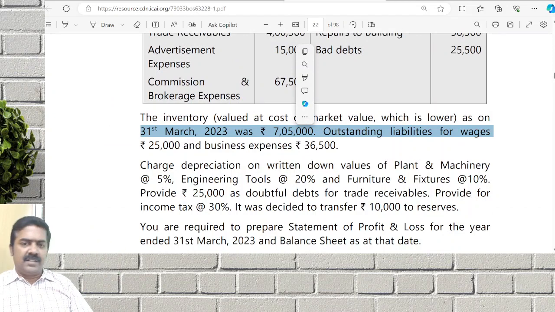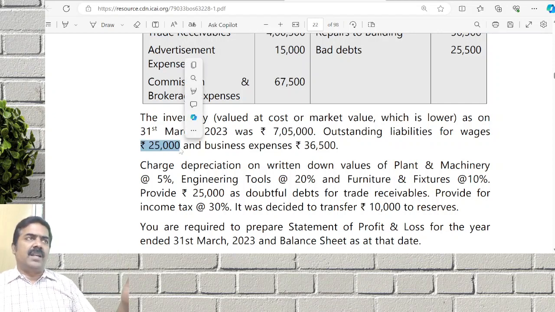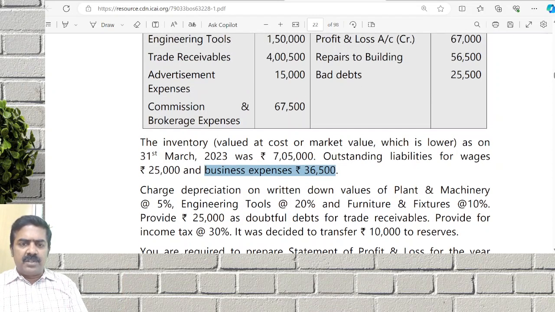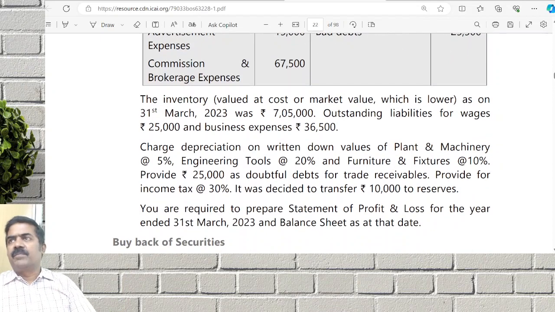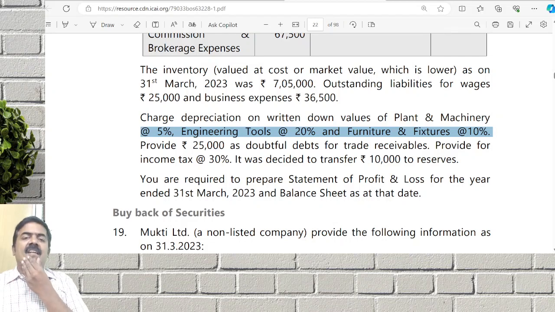You will put minus, right? Then outstanding liability for wages. You will add it with wages and show it in balance sheet under the heading other current liability. Outstanding business expenses. You will add it with business expenses and show it in what? Other current liability. Charge depreciation, WDV of plant and machinery 5%, engineering tools 20%, furniture 10%. All these will come here. Depreciation and amortization will come. Then in balance sheet you will adjust the assets value.